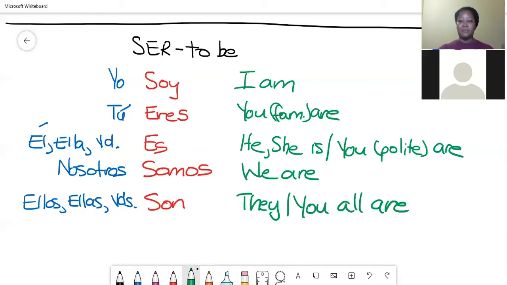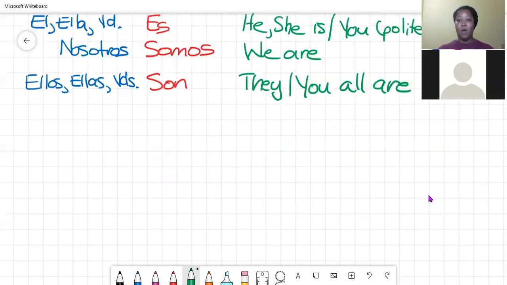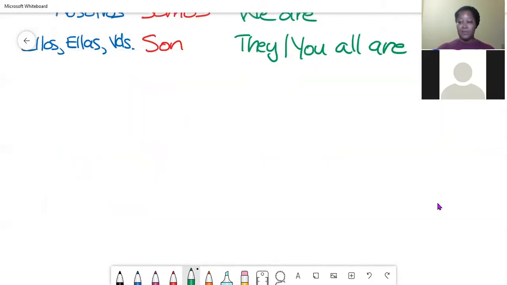So I made up a little rhyme some years ago to help my students to remember the different parts of ser and how it occurs. And it goes a little something like this. I'm going to write it out first and then recite it for you.